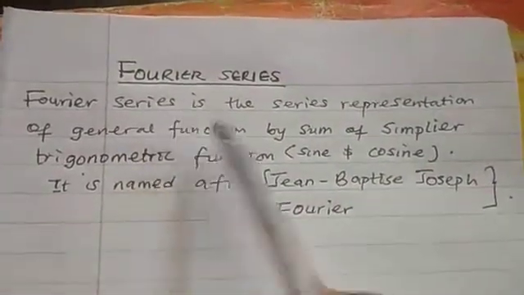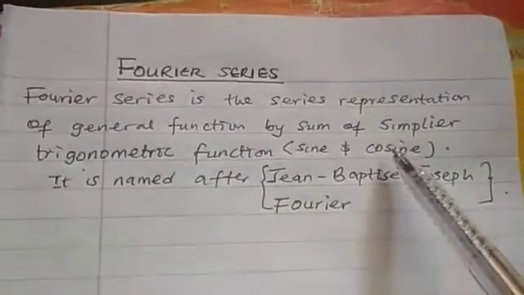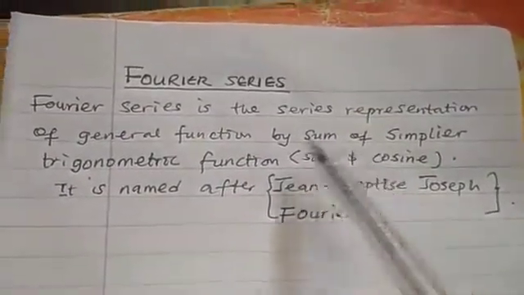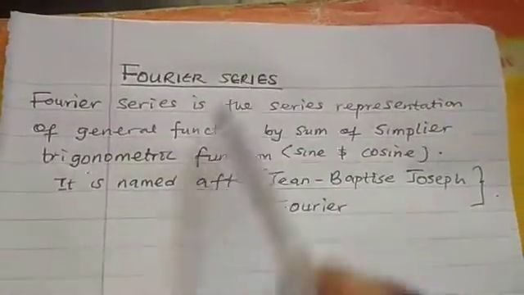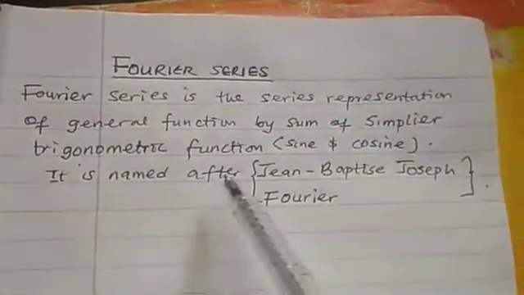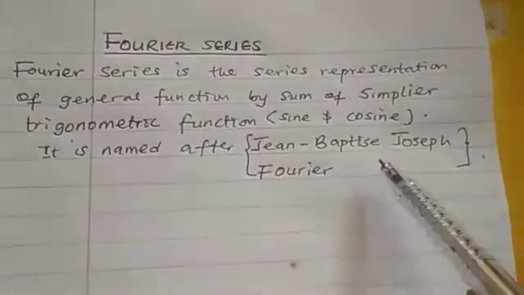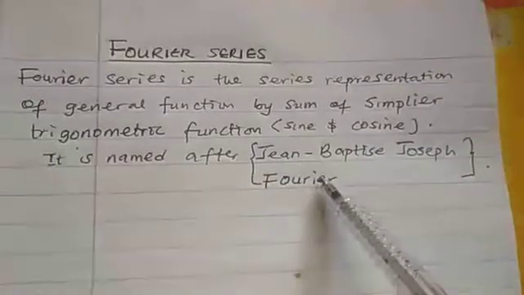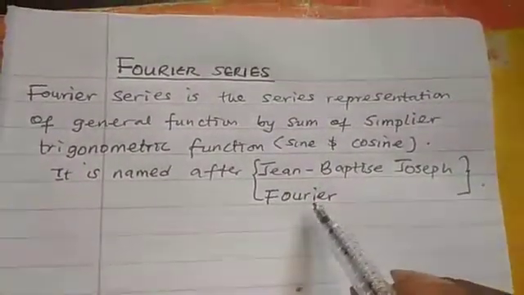When we represent a series in terms of trigonometric functions, sine and cosine in particular, then that type of series is called a Fourier series. The Fourier series is named after a mathematician, Jean-Baptiste Joseph Fourier. He was the one that established this.